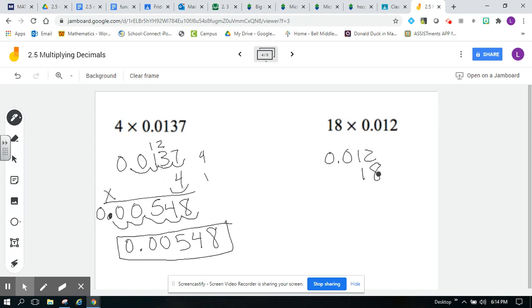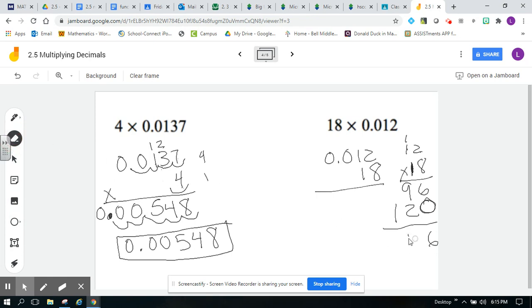0.012 times 18. And to be honest, it really wouldn't matter if you just did 12 and 18. You don't have to do both of these. If I just did 12 and 18, let's see what happens. 8 times 2 is 16. 8 times 1 is 8, plus 1 is 9. I have to put my 0 placeholder in for my tens column. 1 times 2 is 2, and 1 times 1 is 1. As long as I remember to put that 0 in. Oops, I made a mistake there.